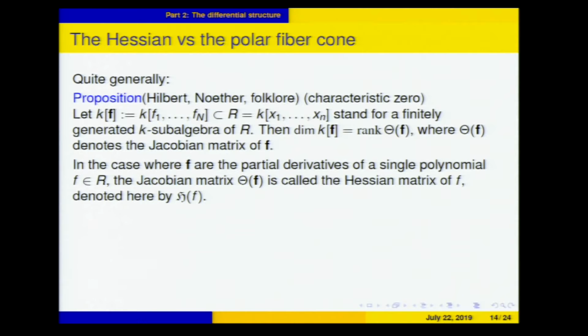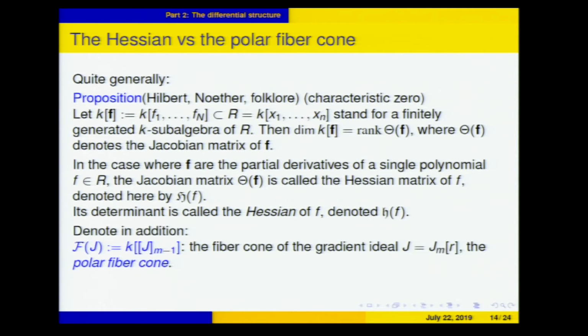Okay. So in the case where the generators of your algebra are the partial derivatives of some f, then this is called the Hessian matrix of f. It's denoted like this. Its determinant is called the Hessian of f. And let me call F(J) the fiber cone that I defined earlier, only in this case for J. So this is called the polar fiber cone. And the dimension, because of this general proposition, is the rank of the Hessian.